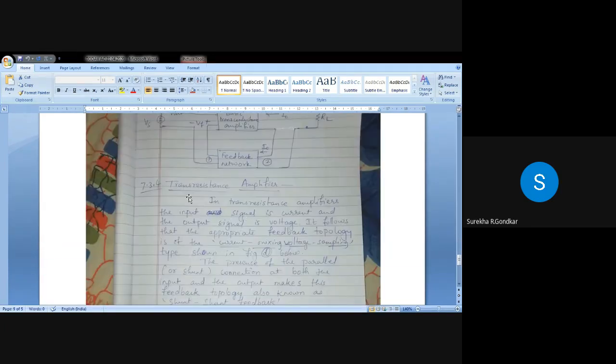Now the last topology is the transresistance amplifier. In this particular amplifier, it will be a current mixing, voltage sampling feedback topology. What does it mean? Current mixing means at the input, you are mixing two currents. That means you will have a source current IS and the feedback signal, what you are adding with the source current is current. So it is called current mixing. And you are tapping the output voltage here. So it is known as voltage sampling.